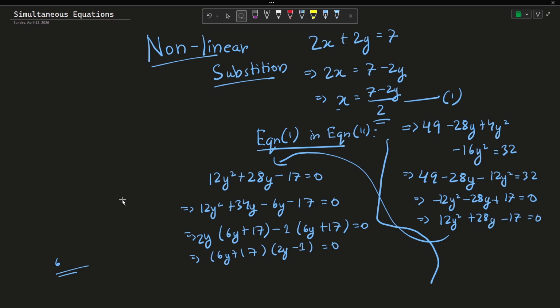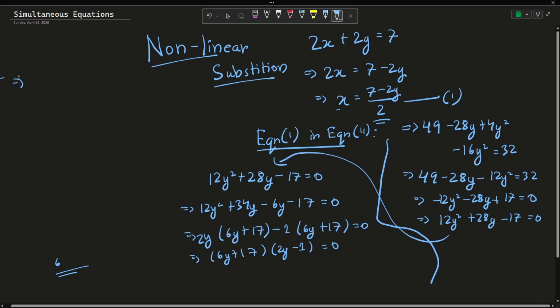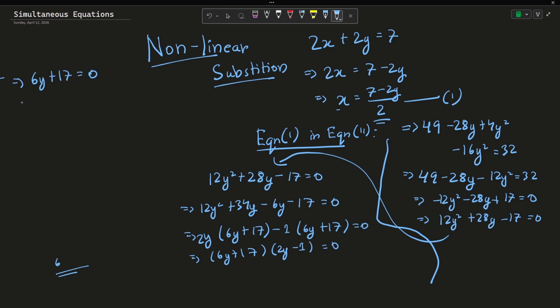Okay. So we have a lot of space right now. First of all, we had 6y plus 17 is equal to 0. So 6y is equal to minus 17, and then y is equal to minus 17 by 6. And then another one we had, that is 2y minus 1 is equal to 0. So 2y is equal to 1, and therefore y is equal to 1 by 2. So we got two values of y here.